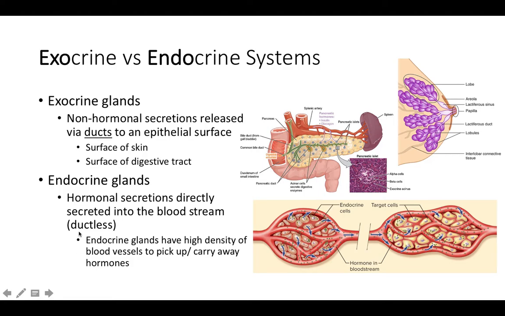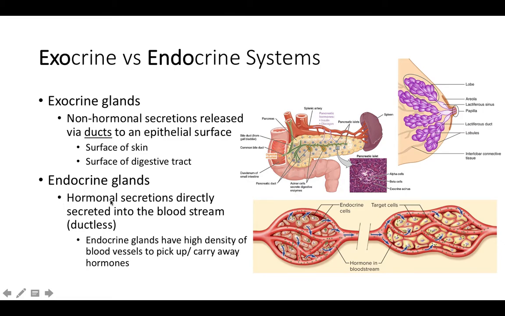What that means is we don't have ducts, and it's not going to some epithelial surface. It's going right into the bloodstream where it's going to travel to its target cells, which is what you see in this picture. Okay, so exocrine, non-hormonal secretions like milk or tears, they're secreted through ducts, and they're secreted to some type of epithelial surface, which can be like the digestive tract.